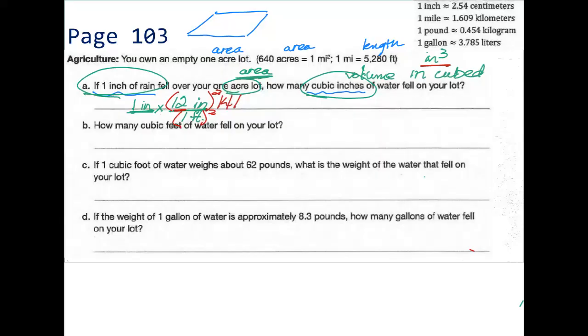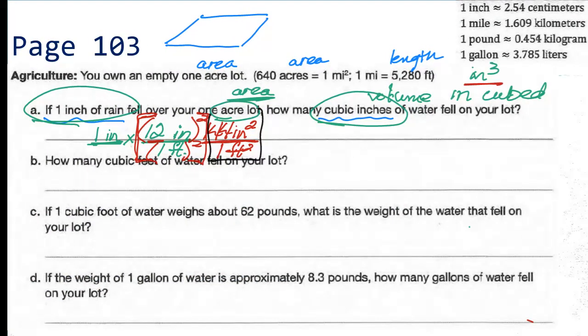144. So this becomes, and these are equivalent, 144 inches squared is equivalent to, well, 1 squared is still just 1, and then foot squared. So I am writing it like this, but this here in black is my answer I'm really looking for. Okay, so we have 1 inch times 144 inches squared over 1 foot squared.